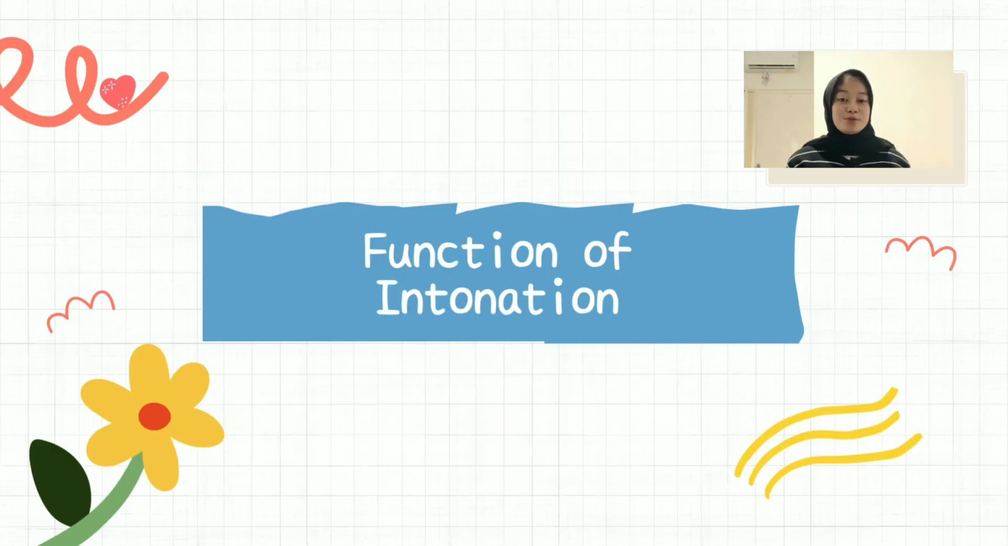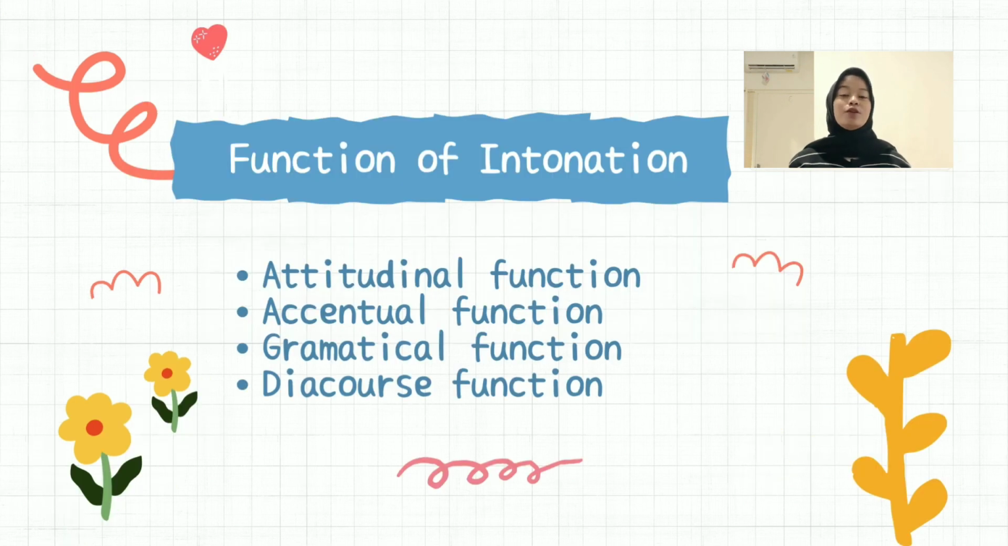Hello everyone, I'm Aminatuz Zahro and I'm from Group 8. I'm going to explain about the functions of intonation. There are 4 kinds of function of intonation, namely, number 1, attitudinal function. This function of intonation is to express emotion and attitudes.